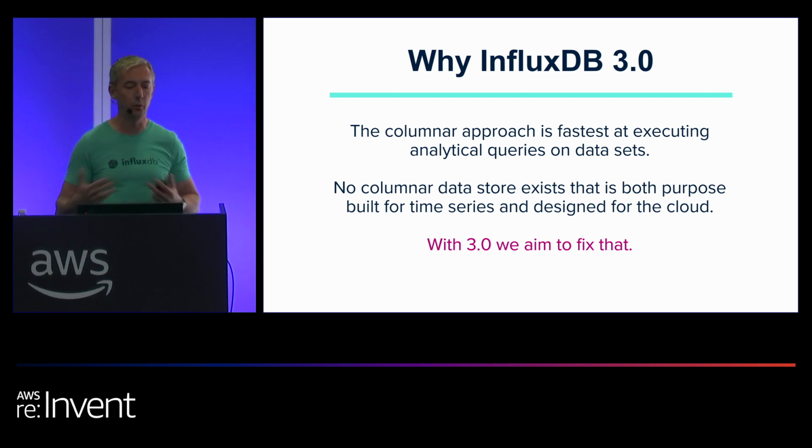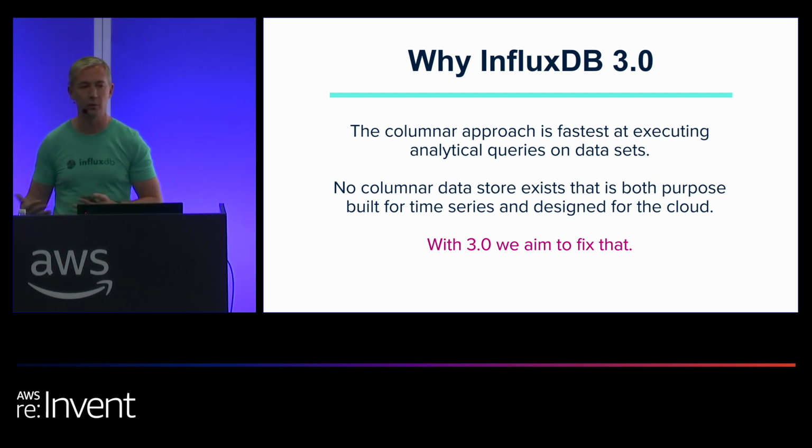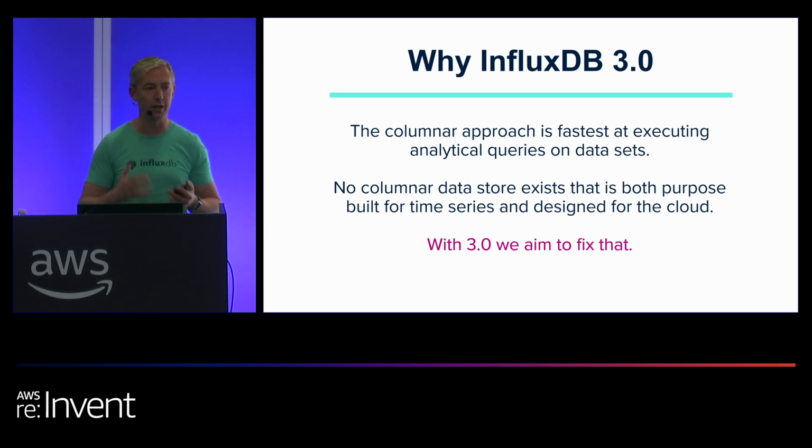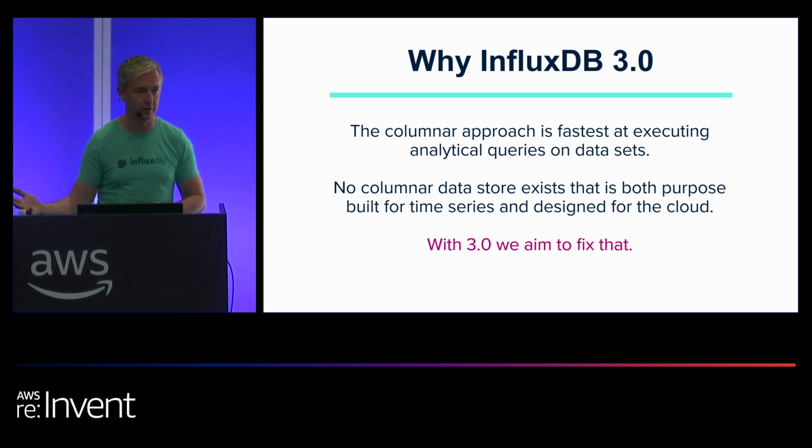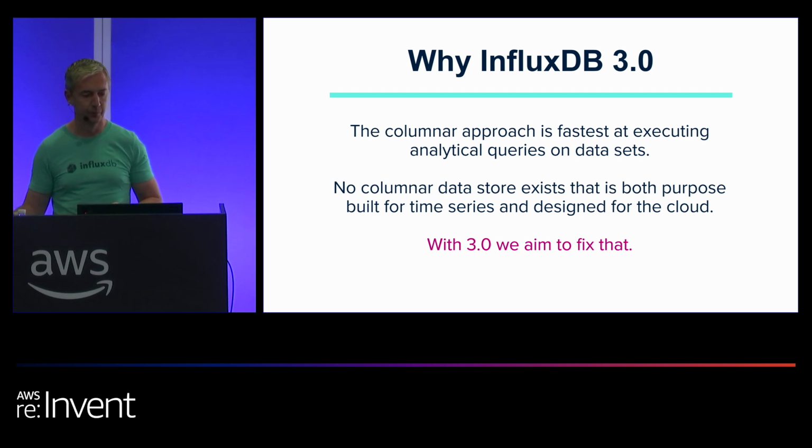So we realized over time that a columnar approach, a columnar analytics database, would be much, much faster for doing analytics queries. But in 2020, when we looked at the space of columnar databases, we couldn't find anything that was specifically optimized for working with time series data, and one that was built specifically for the cloud, right? Using dynamically scalable compute tiers paired with cheap object storage. So with 3.0, our goal was to do just that, to tackle all of those problems.